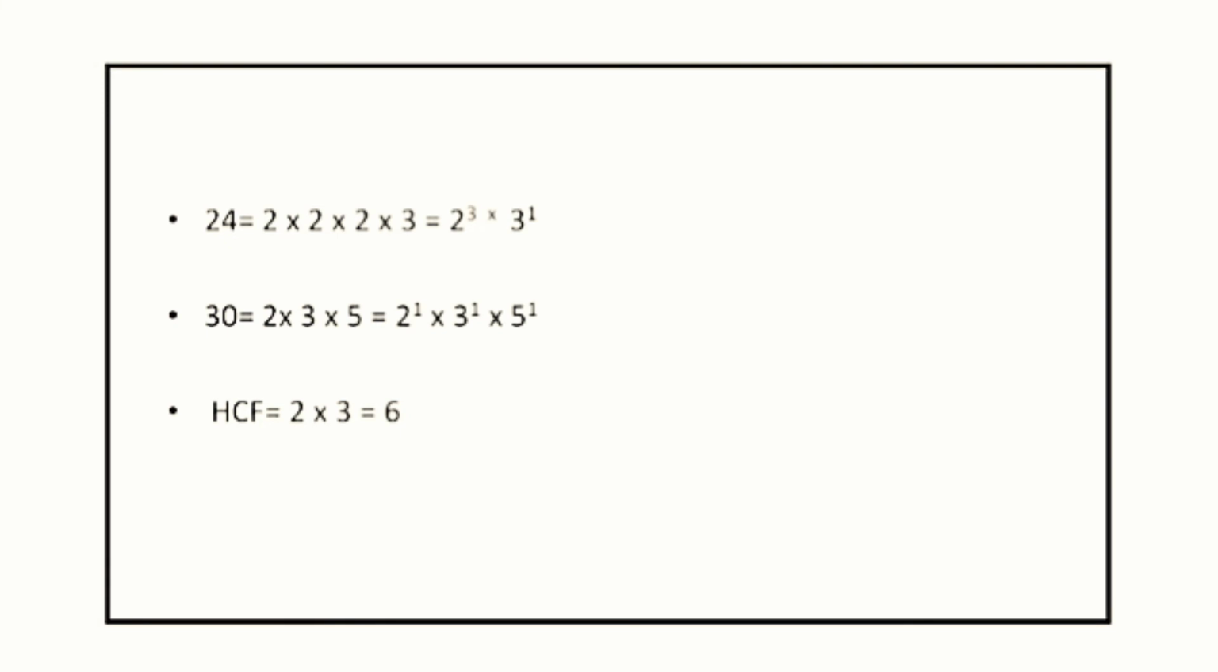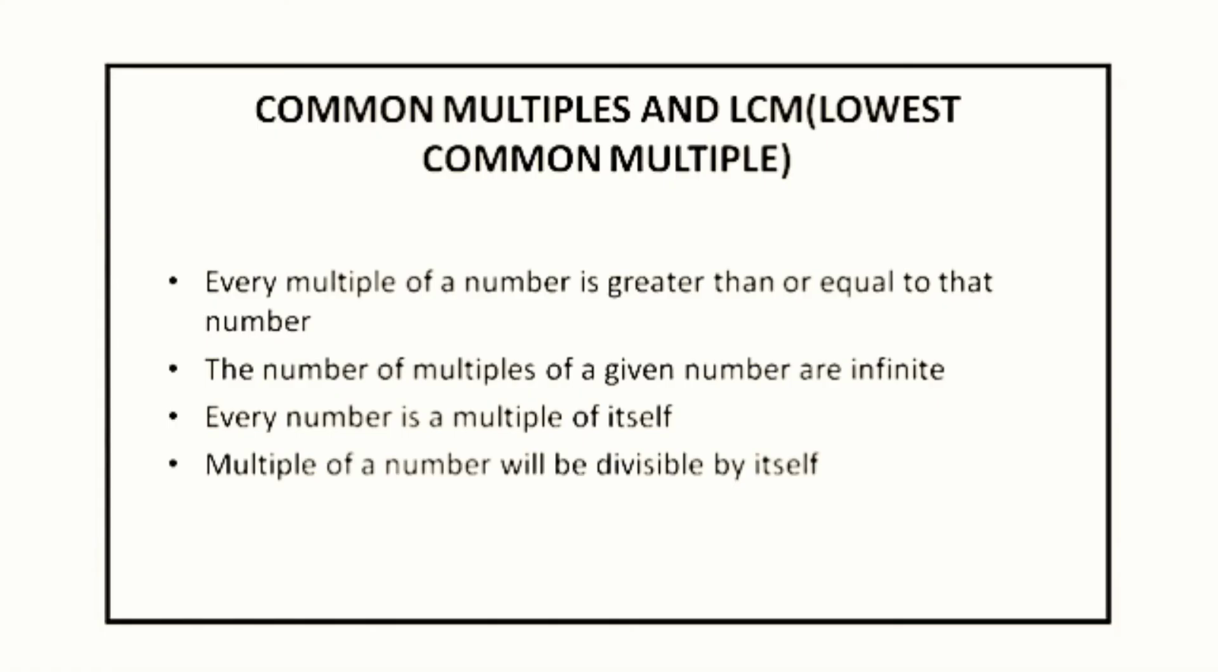30 can be expressed as 2 into 3 into 5, which equals 2 raised to 1 into 3 raised to 1 into 5 raised to 1, and thus HCF equals 2 raised to 1 into 3 raised to 1 equals 6. Common multiples and LCM. LCM is the short form for lowest common multiple.